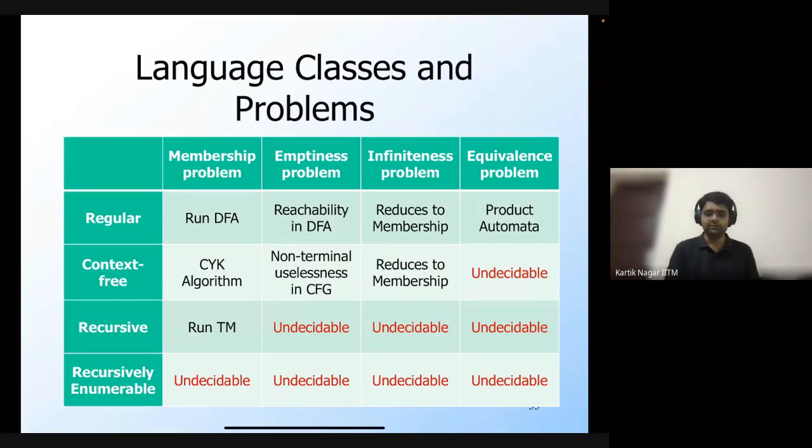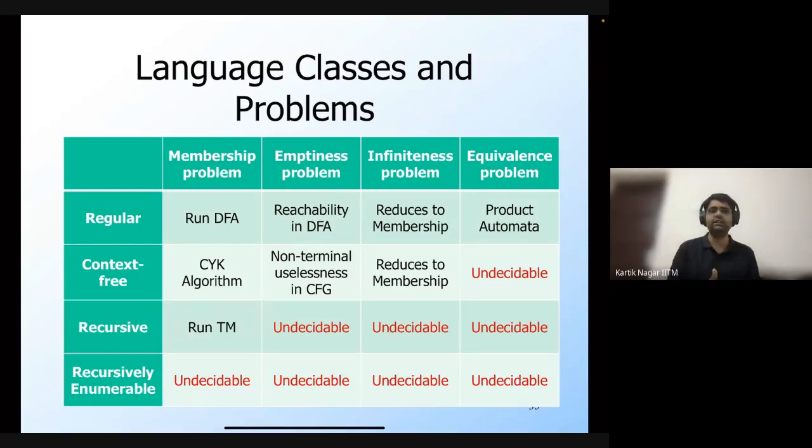So we have seen some algorithms for these different problems for different language classes, and in some cases we have proved that the problem is actually undecidable. If you look at the membership problem for regular languages, you simply need to execute, or run, the DFA. You simulate the DFA for the regular language, and you will be able to determine whether or not some string is in the language.